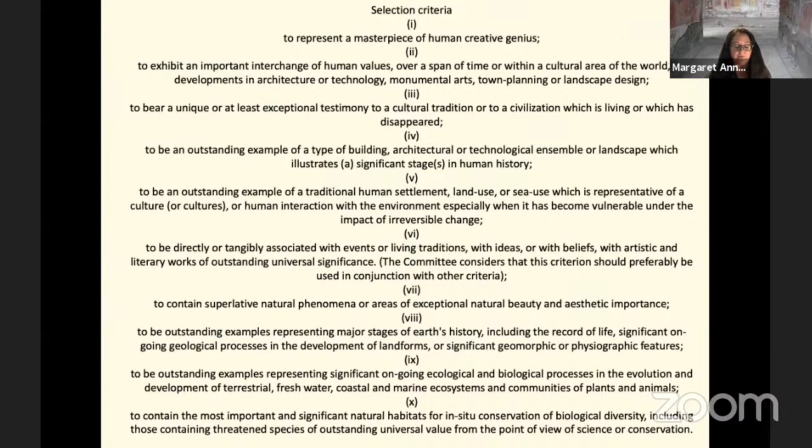It meets criteria number 4, to be an outstanding example of a type of building, architectural or technological ensemble or landscape, which illustrates a significant stage in human history.